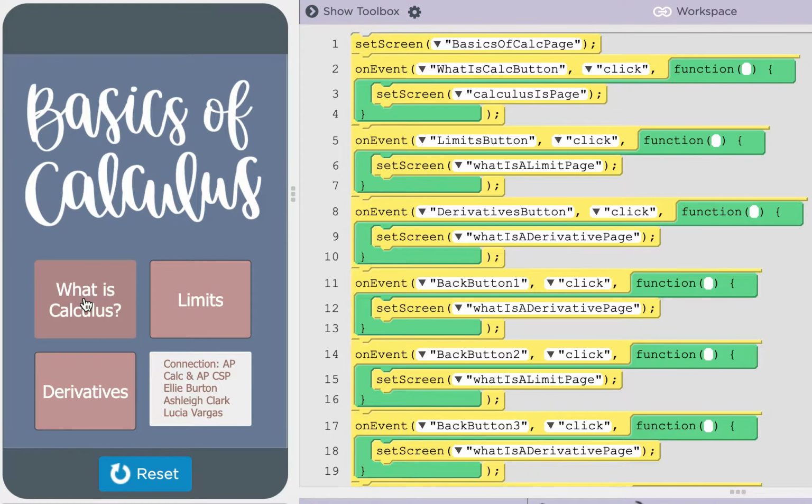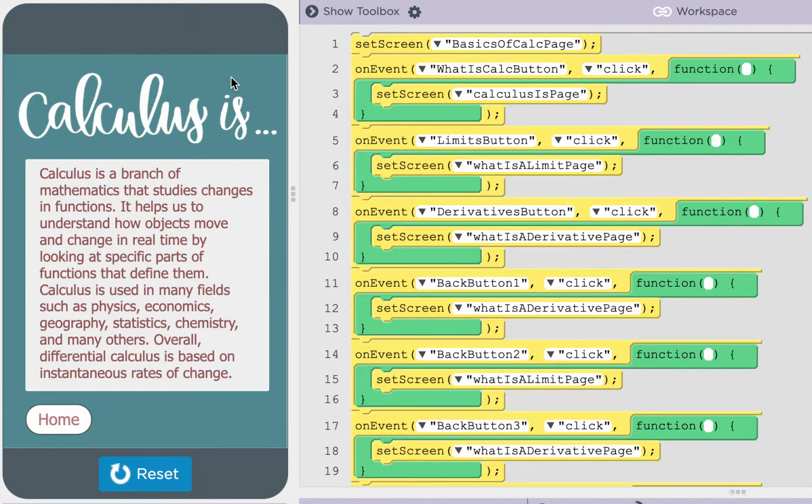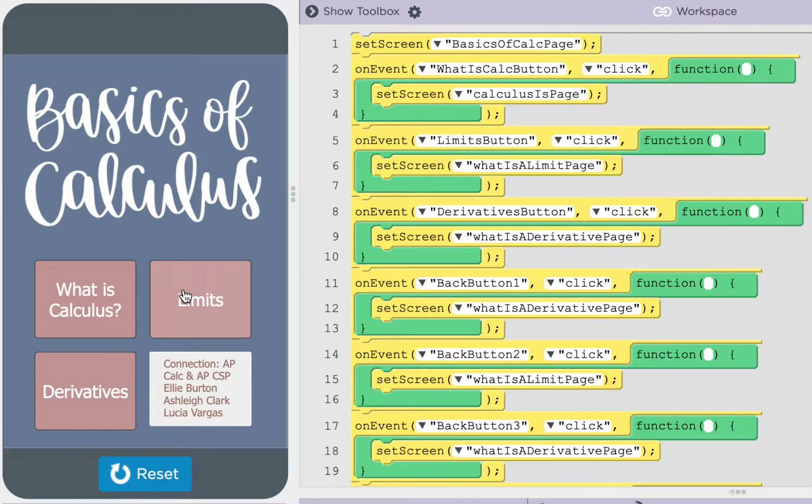calculus. Calculus is a branch of math that studies changes in functions. It helps us to understand how objects move and change in real time by looking at specific parts of functions that define them. Calculus is used in many fields such as physics, economics, geography, statistics, chemistry, and many others. Overall, differential calculus is based on instantaneous rates of change, as just a very general overview. So the next section is on limits.